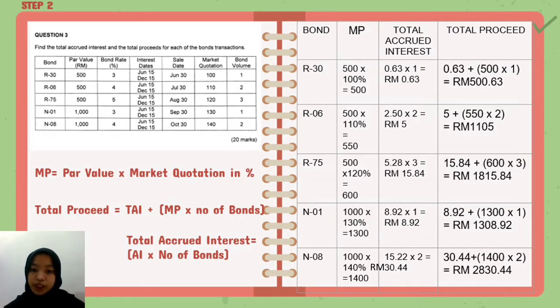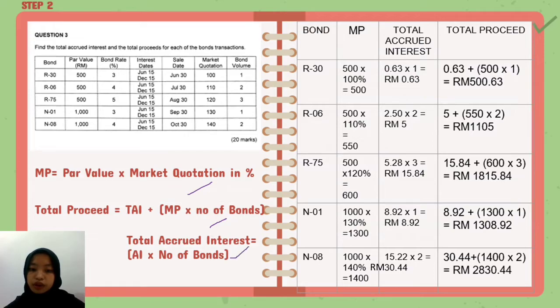Step 2. Implement 3 formulas. MP equals par value multiplied by market quotation in percentage. Then, total proceed equals total accrued interest plus market price multiplied by the number of bonds. Followed by total accrued interest, AI multiplied by the number of bonds.